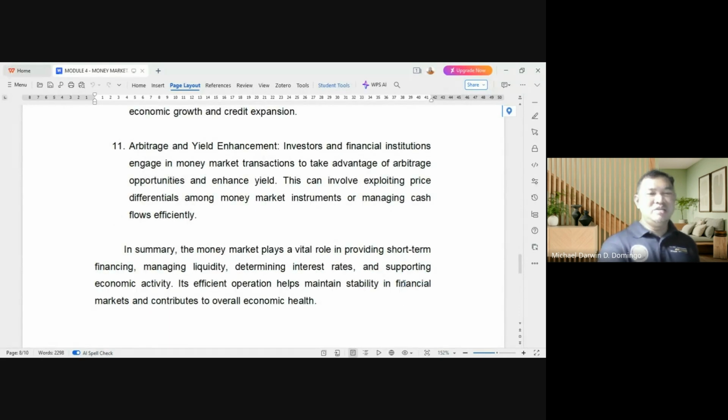So in summary, the money market plays a vital role in providing short-term financing and managing liquidity, which is really essential. At ito pinakamagandang characteristics ng money market. Okay? It is good for short-term investment. Mas maganda ang balik kasi mas safe, mas mabilis. Yun nga lang, medyo mas mababa ang kanyang interest rate. So, good tayo dyan.